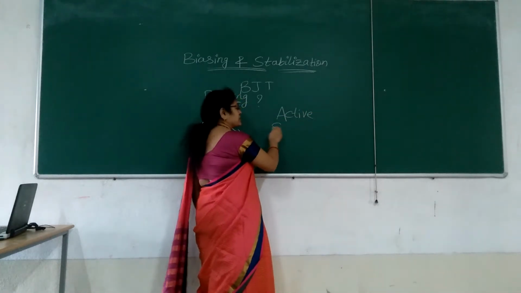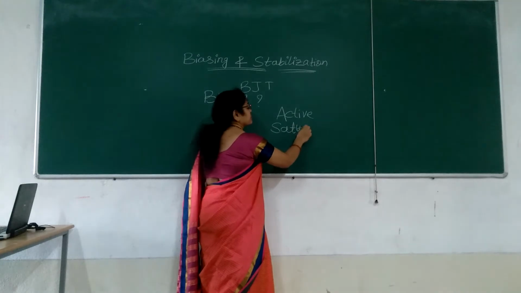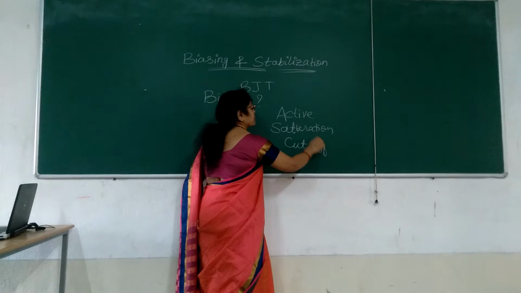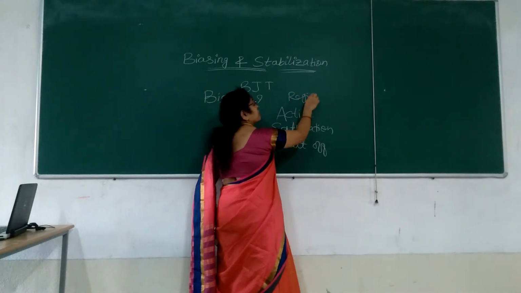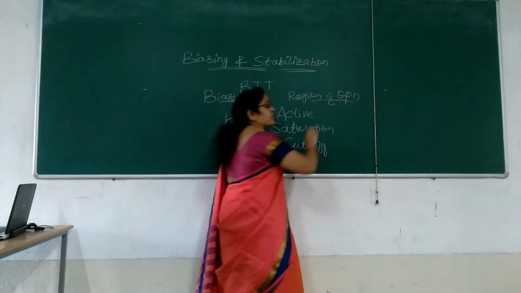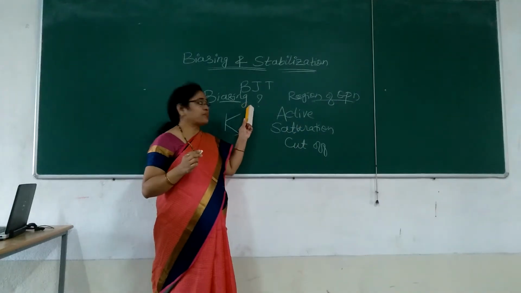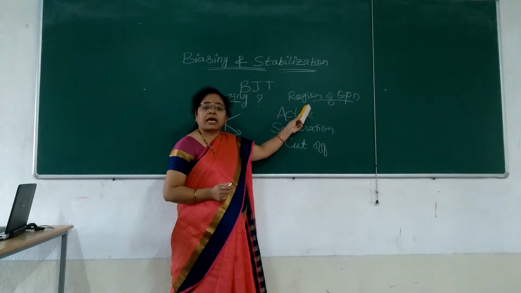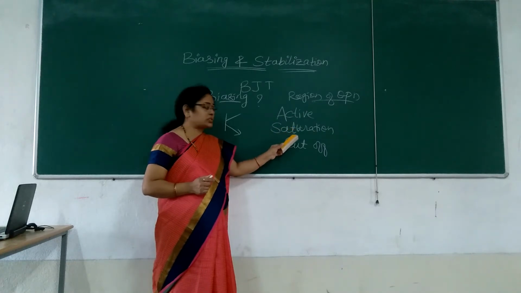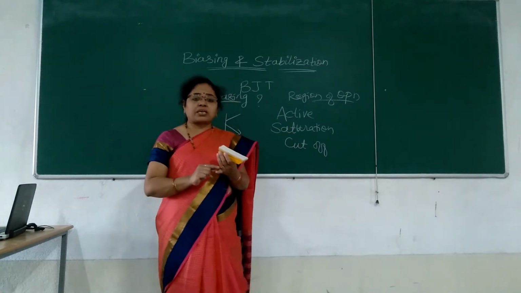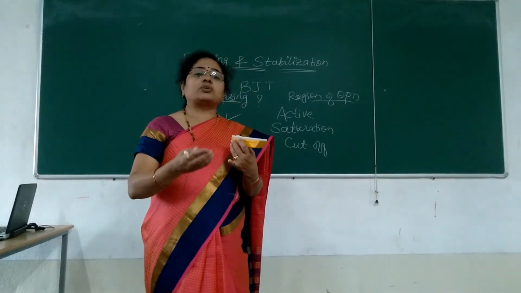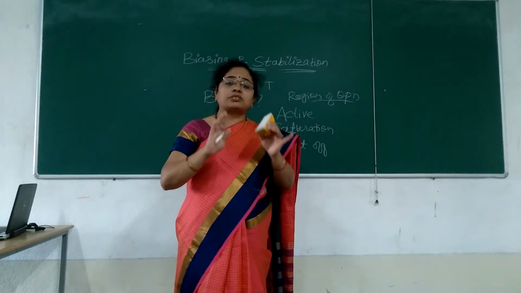Active region, saturation region, cutoff region: the regions of operation for BJT. So a BJT can be biased so that it can be operated in active region, saturation region or cutoff region. Most of the applications we find in active region. So for the transistor to work in active region, it has to be biased properly.